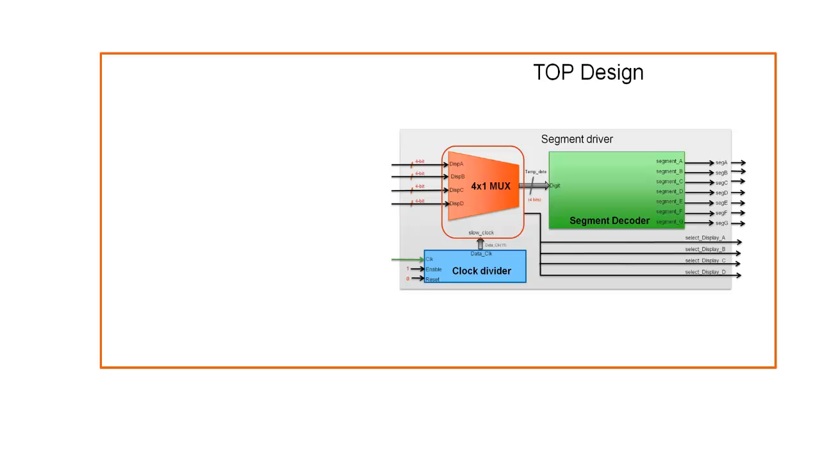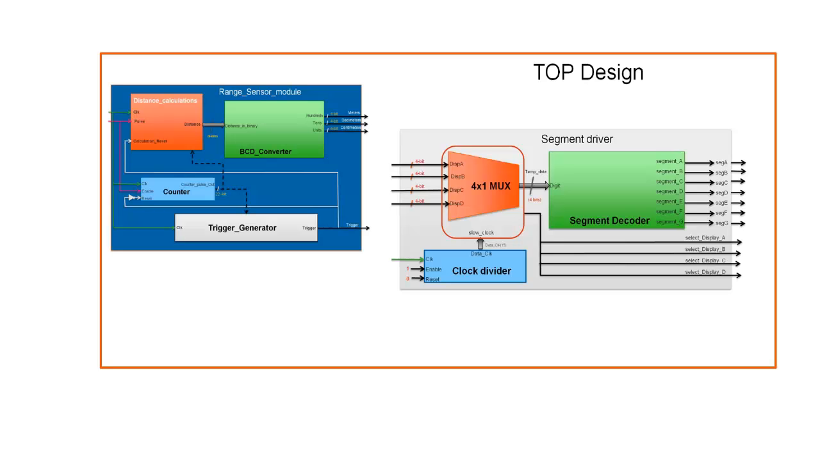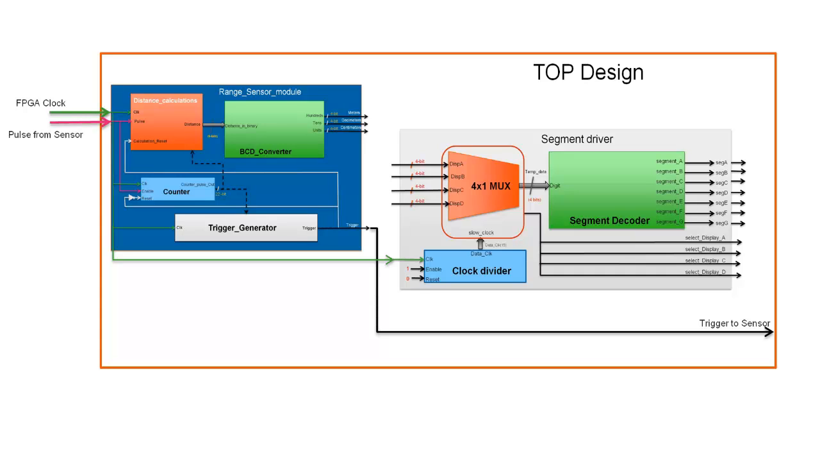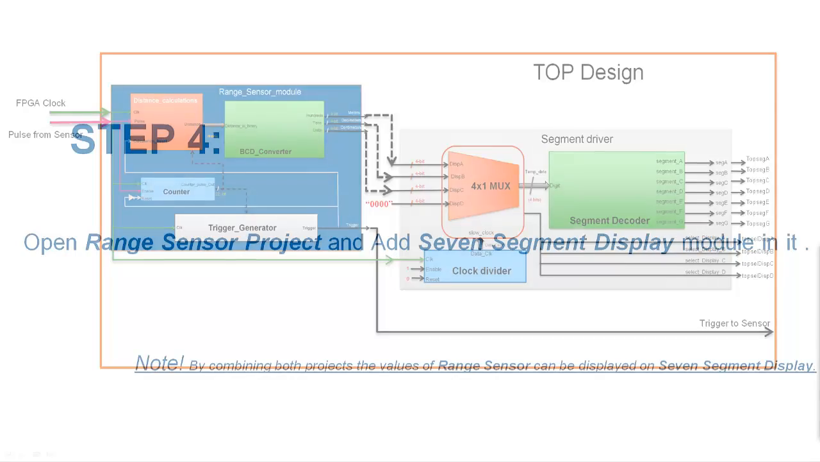If we look at the strategy to combine both modules, then we can see that we need a top design that will use both segment driver and range sensor module as components and provide a connection between signals of the range sensor module and segment driver. FPGA clock will be the main clock for both modules, and then all 3 4-bit signals will be mapped on disp A, disp B, disp C. We can force a constant value of 0000 to disp D, which is extra in this project.